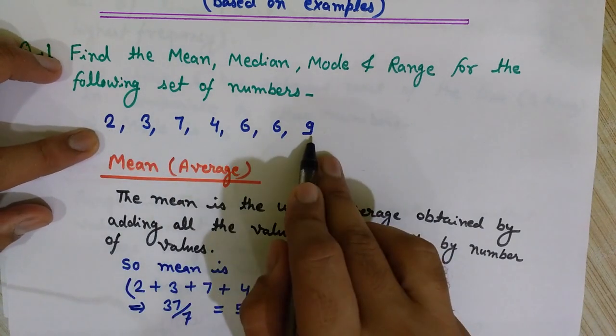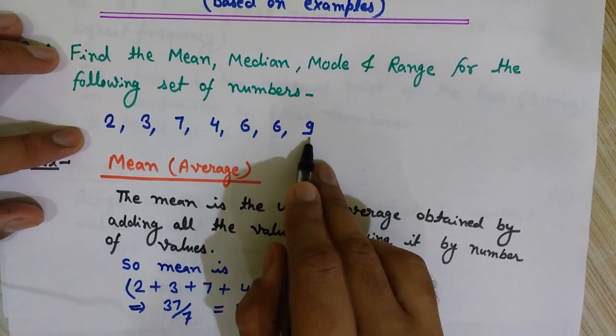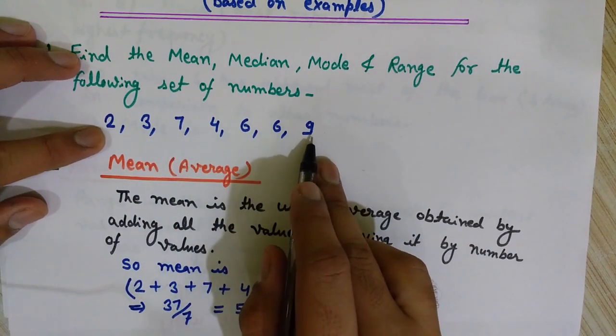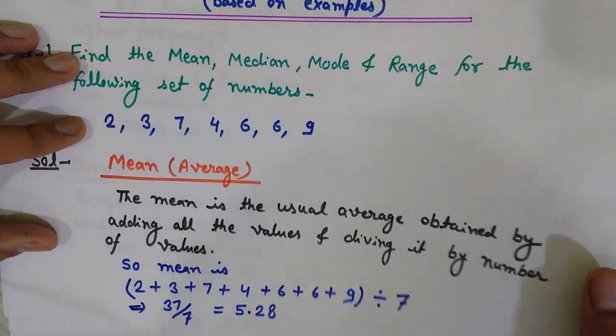Okay, 9 is the largest and 2 is the smallest. So the range will be the largest minus the smallest, that is 9 minus 2. 9 minus 2 is 7. So 7 is the range.